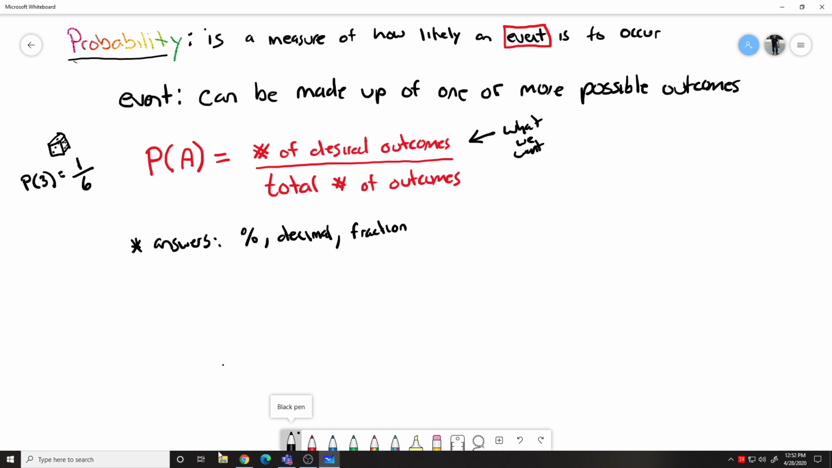Okay, your answers can take on many forms. I would say if you're talking probability, one of the preferred ways to give an answer would be a percentage. But it doesn't matter. You can give an answer as a decimal or a fraction. If the question specifically says to give your answer as a percentage or as a fraction, then obviously do what the question says. If the question doesn't say, the preferred method's probably a percentage, but you'd be okay writing a decimal or a fraction. Okay, let's do an example.